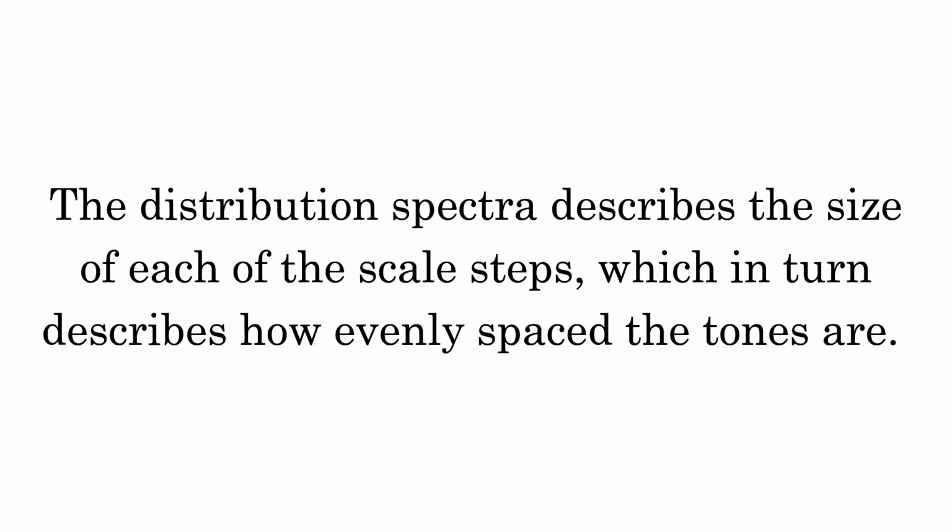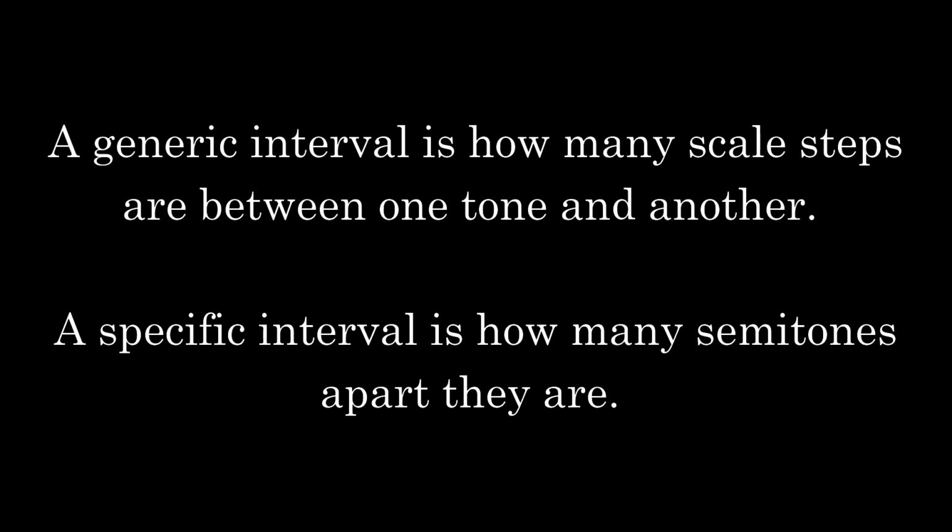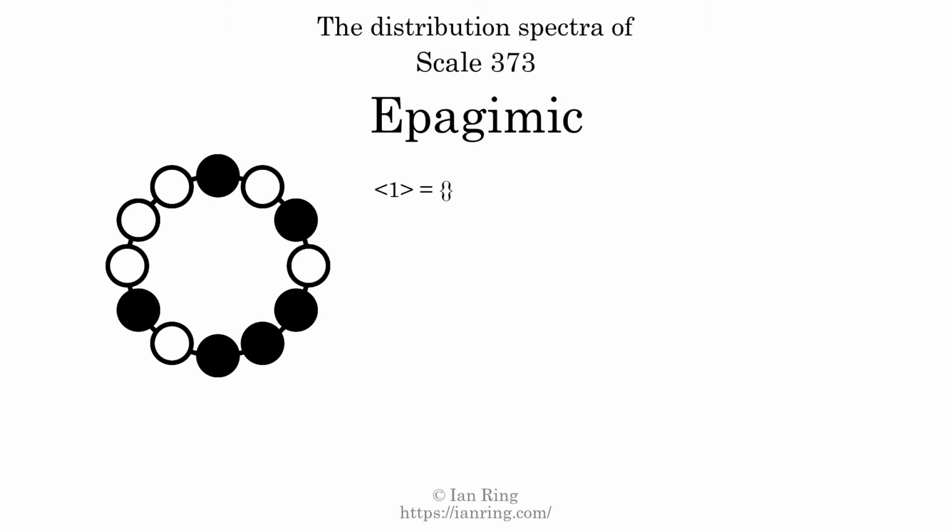Here, the distribution spectra describes the size of each of the scale steps, which in turn describes how evenly spaced the tones are. A generic interval is how many scale steps are between one tone and another. A specific interval is how many semitones apart they are. The generic interval of one scale step comes in 3 different specific interval sizes: 1 semitone, 2 semitones, and 4 semitones. The spectrum width of this generic interval is the highest, 4, minus the lowest, 1, which equals 3.